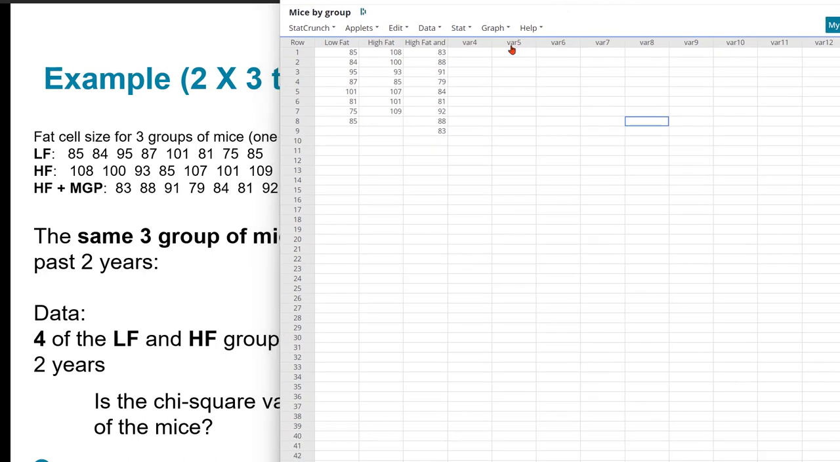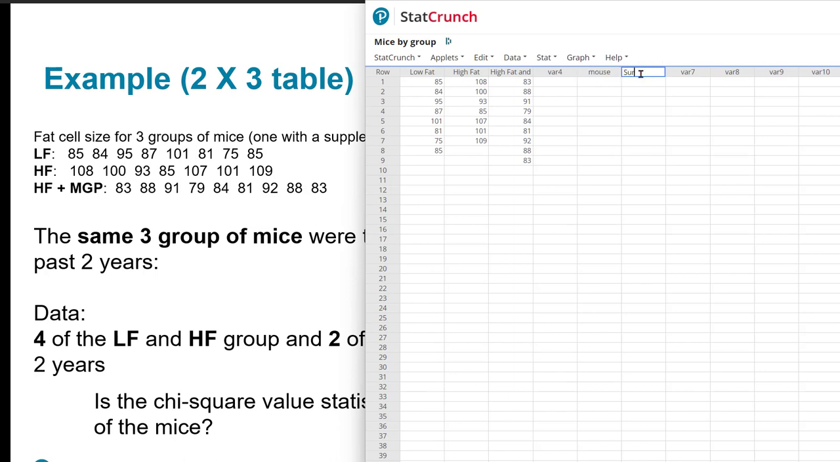So, we go to StatCrunch and we start our table. We have 24 subjects, right? We will end up with 24 lines of data in StatCrunch with two categories we can type: survived, and the group. Then we just start entering the data, 4 of the low-fat and high-fat fed group and 2 of the high-fat plus MGP died before 2 years, so those are our no's. The rest are yeses for survival.